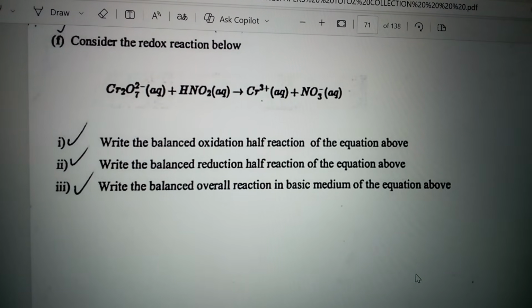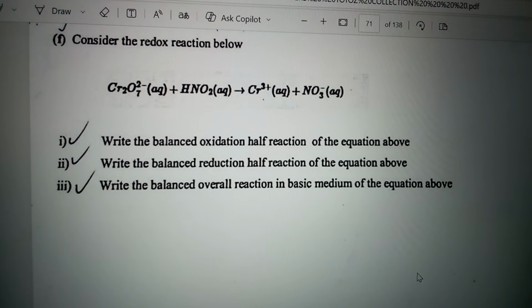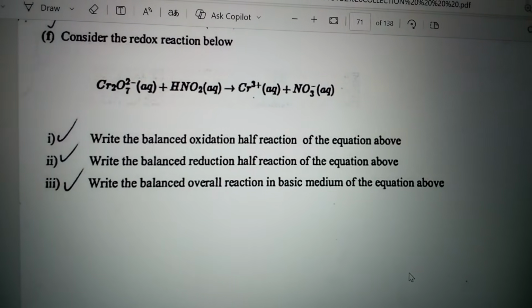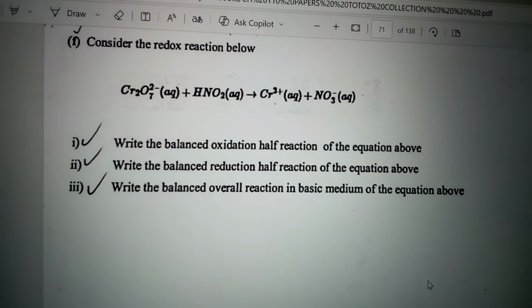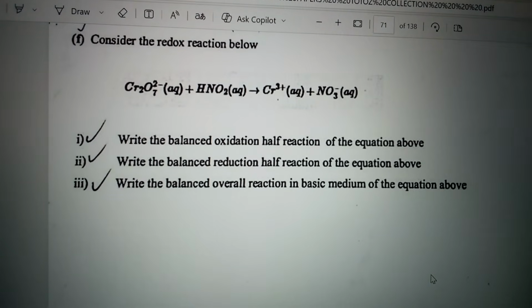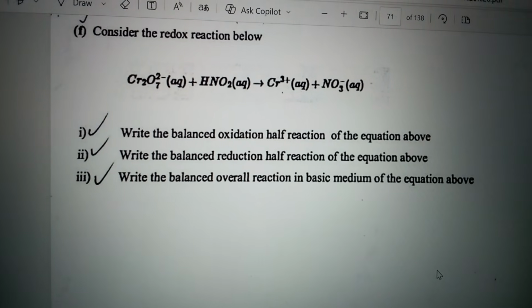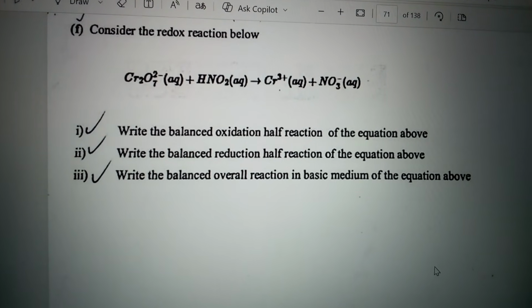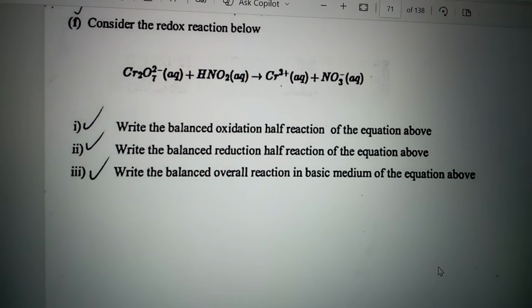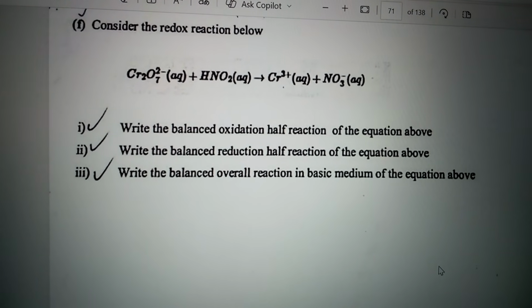That is the redox equation that you have been given, where dichromate ion reacts with HNO2 to produce Cr3+ and NO3-. They are saying write the balanced oxidation half reaction of the equation above. The second one, write the balanced reduction half reaction of this equation.